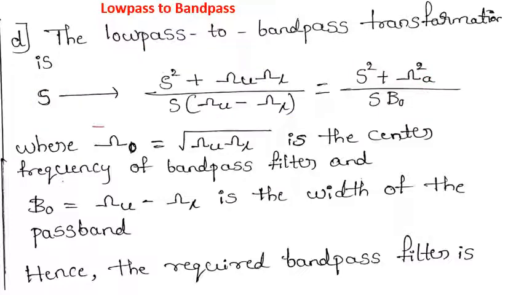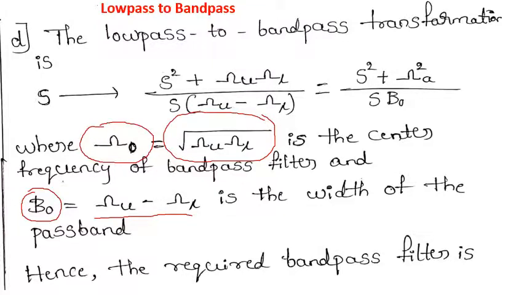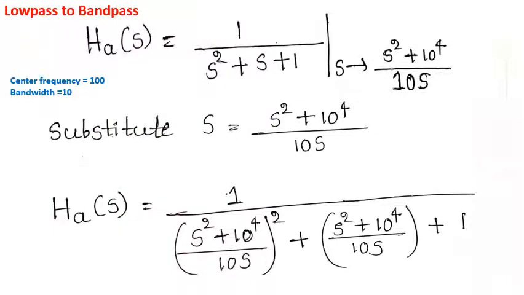where omega naught, which is known as the center frequency, can be computed by taking square root of omega u multiplied by omega L, and the term B naught is called as the width of the pass band, and the width can be computed by subtracting omega L from omega u. In the question, they have mentioned the pass band as 10. Therefore, we take the bandwidth as 10, and they have mentioned center frequency as 100.